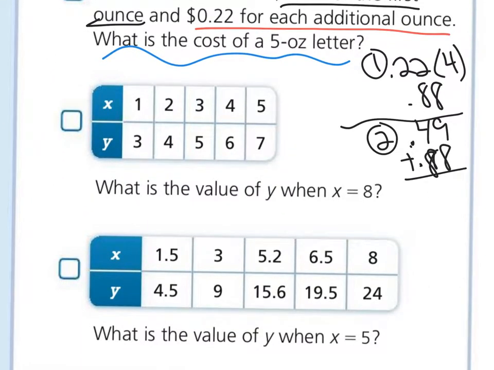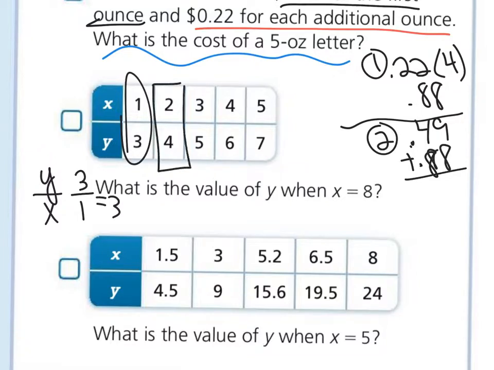The third one, they're giving us a table here, and then they're saying what is the value of y when x equals 8. Okay, now again, not to say that we can't solve it, but would we use proportional reasoning to solve this one? So with this one, they gave me y's and x's. So to see if it's proportional, we can take y divided by x. So 3 divided by 1 is 3. What should happen if it's proportional? These should all come out the same.